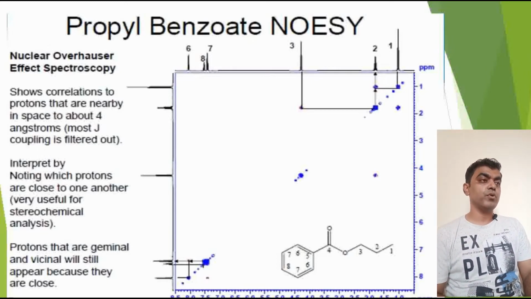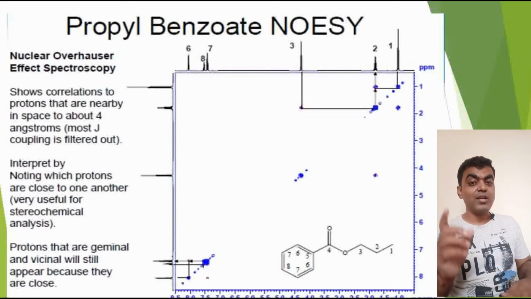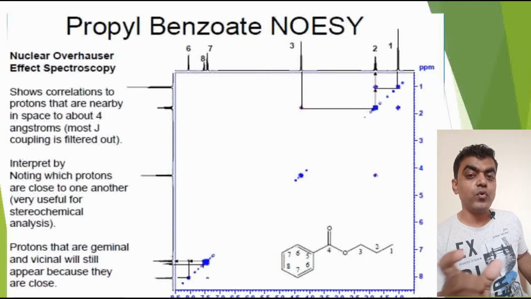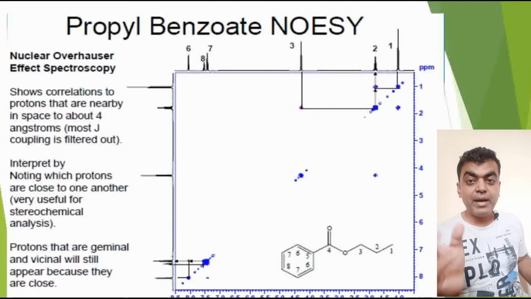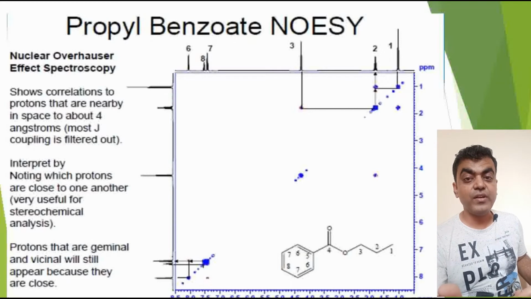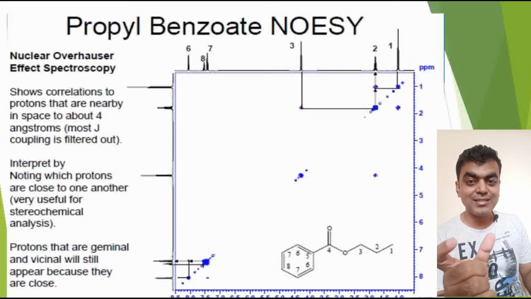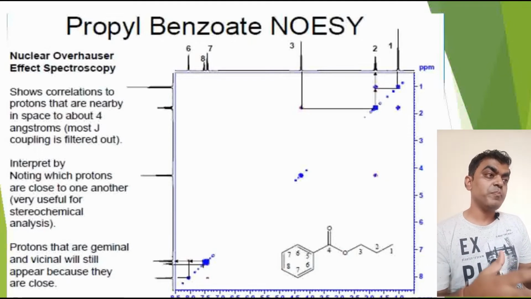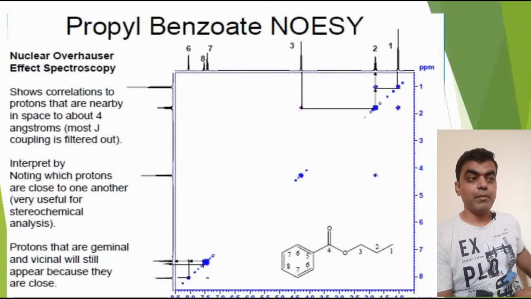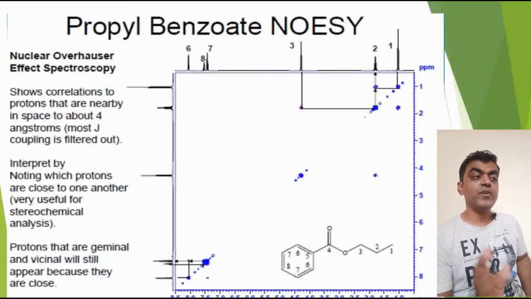It will show correlation to protons that are nearby in space, to about 4 angstrom distance. At times the distance can be a little bit more than that, depending on the external magnetic field you are using, so you can extend it. But the idea is that you have to identify the correlations through space between neighbors. Interpret by noting which protons are close to one another. This is very useful for stereochemical analysis.